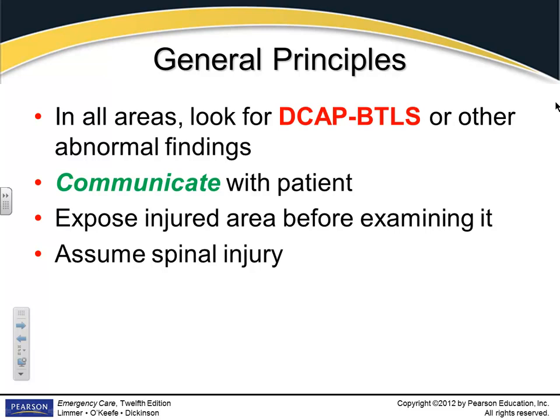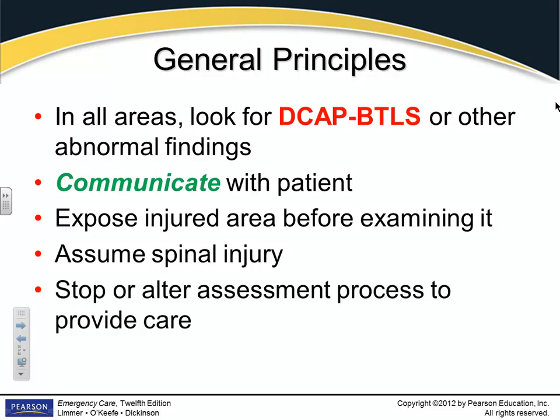You're going to assume that they have a spinal injury if they've got a significant mechanism of injury, which would be the patients that you're doing this rapid trauma assessment on. You want to assume they have a spinal injury until proven otherwise. If at any time during your rapid trauma assessment you come across something that can kill your patient, you need to take care of it right then.